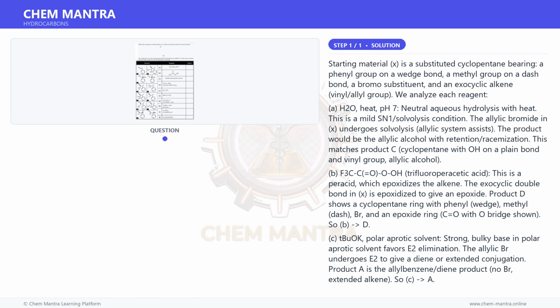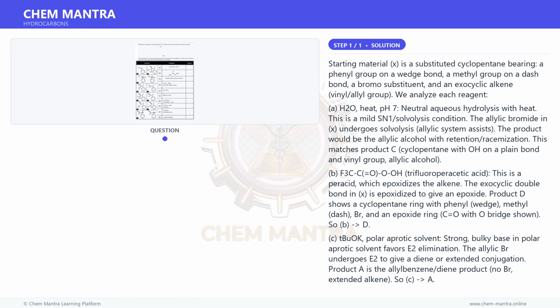We analyze each reagent. A: H2O, heat, pH 7, neutral aqueous hydrolysis with heat. This is a mild SN1 solvolysis condition. The allylic bromide in the starting material undergoes solvolysis, and the allylic system assists. The product would be the allylic alcohol with racemization. This matches product C, a cyclopentane with OH on a plain bond and a vinyl group, the allylic alcohol.